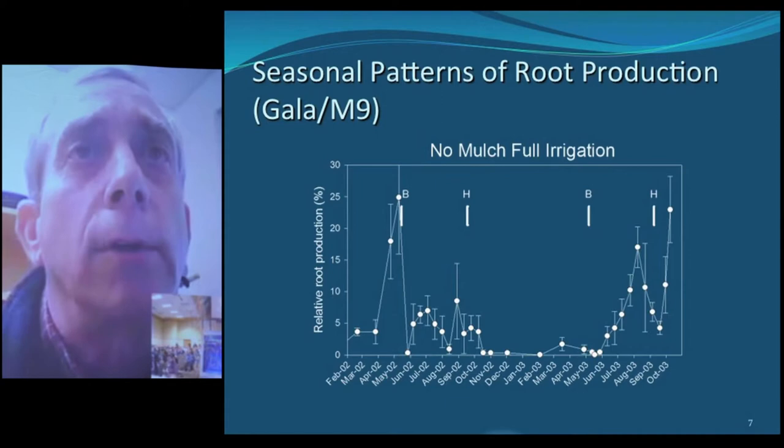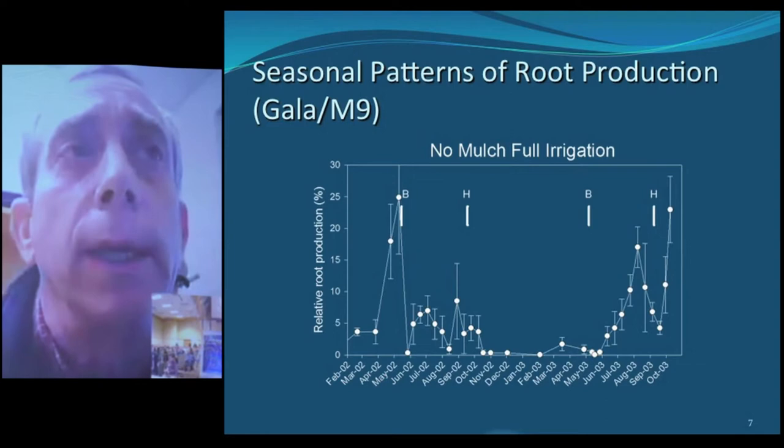It's also interesting to look at the error bars here that show the variation among plots. Around bloom, the variation can be pretty high in 2002, but in February and March, the variation is very low, indicating that in no plot were roots really growing, and so that was probably very constrained by the cold soil temperatures.